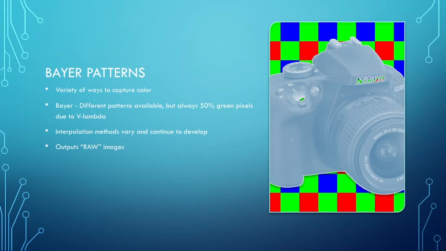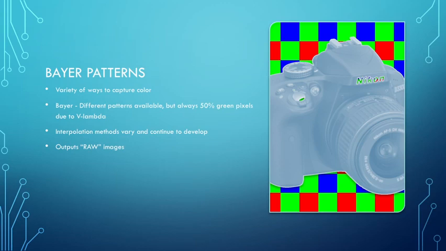Now there are different patterns available, but the only way they vary is which order the pixels are in a 2 by 2 pixel section. There's always going to be 50% green pixels, and this is because green is the most important to the human sensation of sharpness and luminance due to the V lambda curve.